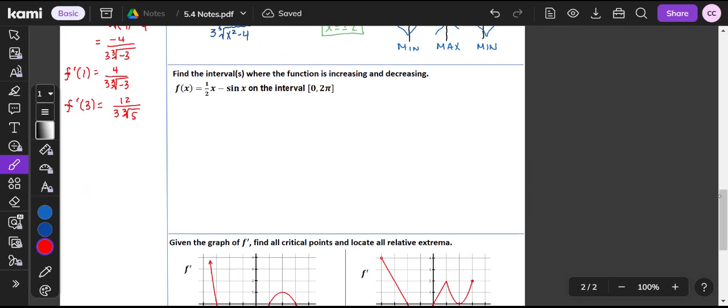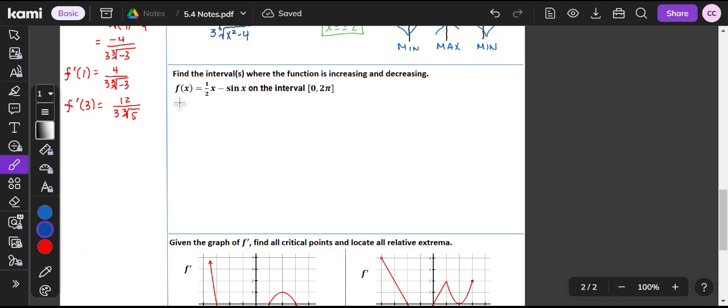Okay, next problem. It says find the intervals where the function is increasing and decreasing. So really similar. You need to take the derivative, find your critical points, figure out where it is increasing, decreasing. Now for this one, I'm actually going to walk through with you, even though, yes, I know we're at half an hour right now on the video, but this one's a little different because you have a trig function.